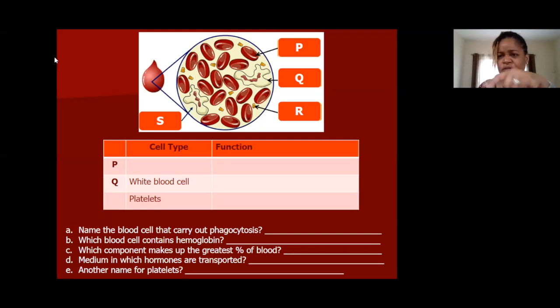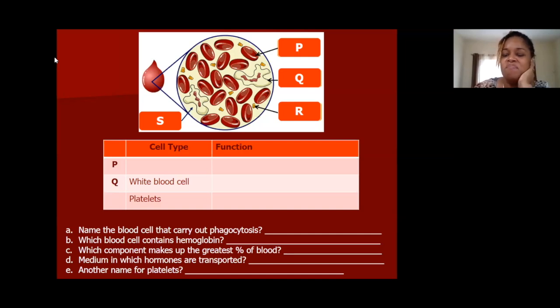So Q has been labeled for us as the white blood cell. What is the general name we refer to white blood cells by? White blood cells are also known as leukocytes. When we talk about leukocytes, phagocytes as well as lymphocytes are leukocytes. So branching from our leukocytes, we have our phagocytes and our lymphocytes. So when we refer to white blood cells, they are also known as leukocytes.